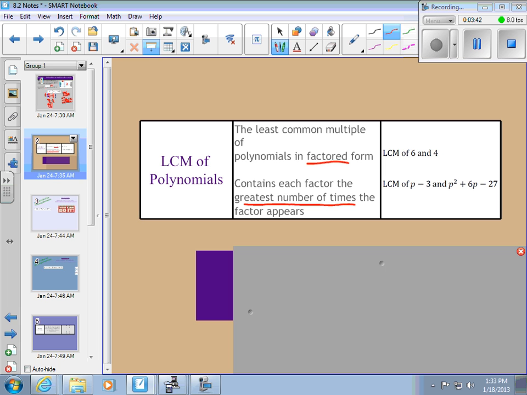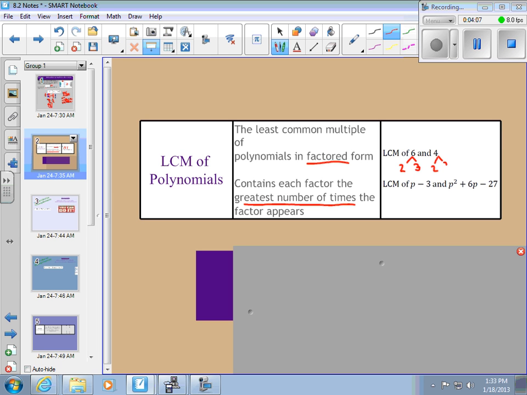Let's look at some examples. Over here, we want to find the least common multiple of 6 and 4. We just looked at that. We know the answer came out to be 12. Here's another way you can think about it. Besides listing out all the multiples, you could think what numbers go into both 6 and 4. What numbers make up 6? We know 6 is made up of 2 times 3. What numbers go into 4?